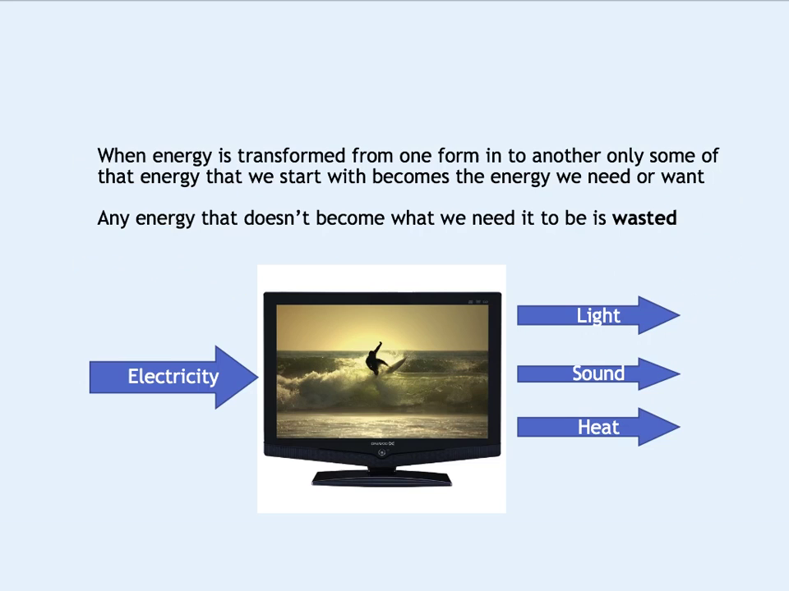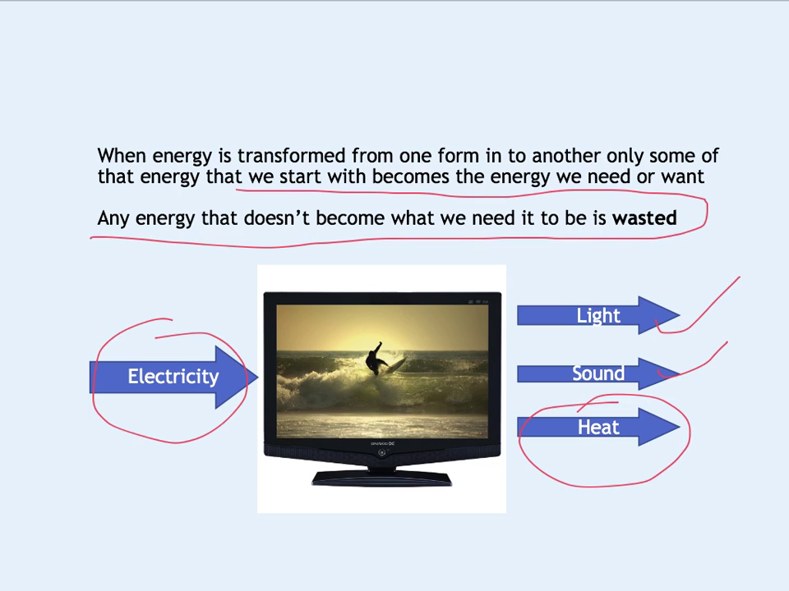make the calculation. Right, so here's a TV, and when you transfer energy from one form into another, we only get some of it coming out in the form that we wanted. So we put electricity into the TV, we want light and sound, and this heat is wasted because that is any energy that doesn't become what we need it to be. So we don't need heat energy to be produced. We need the light so we can see the picture, we need the sound so we can hear what's being said, but the heat is being wasted. So these 2 up here are useful energy and this one is wasted.